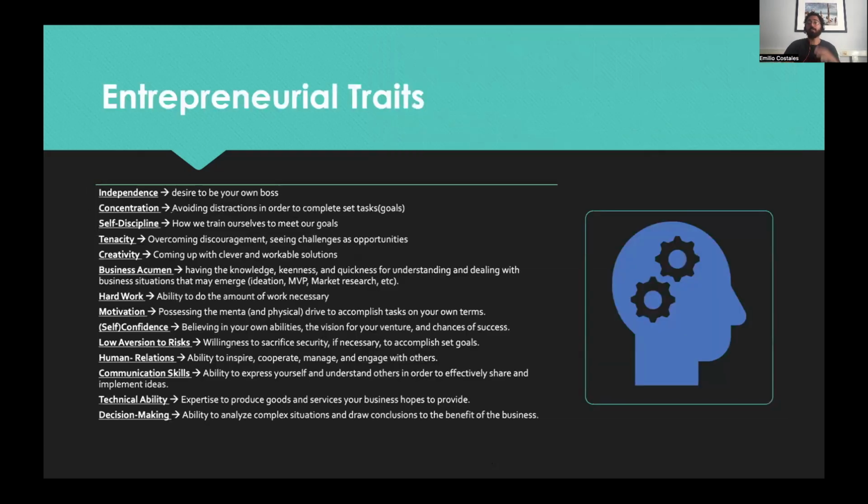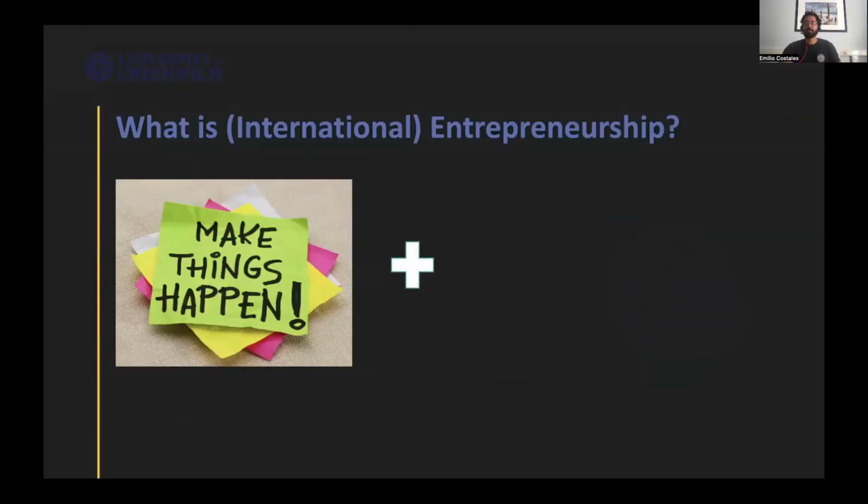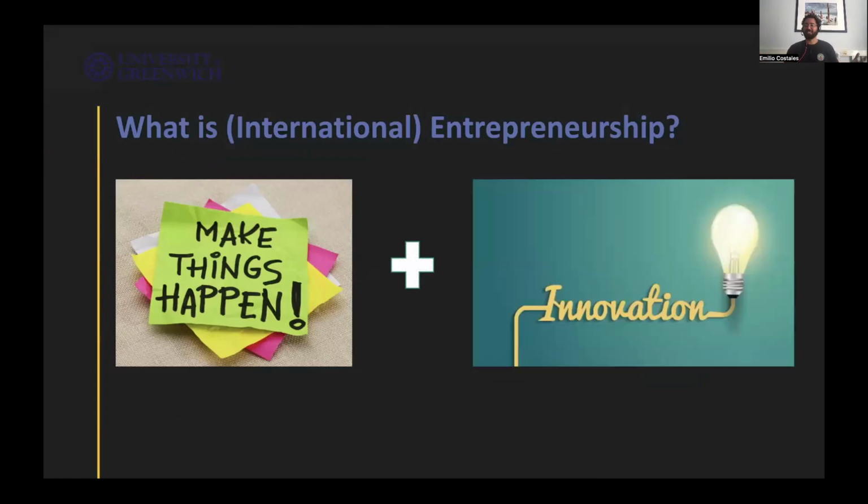So, while these entrepreneurial traits that you see on the screen are often what we tend to see in entrepreneurial individuals, they most certainly do not make or break a person's entrepreneurial capacity. So, any combination of these traits allow people to be innovative. So, as the second half of the entrepreneurship question, what is innovation?